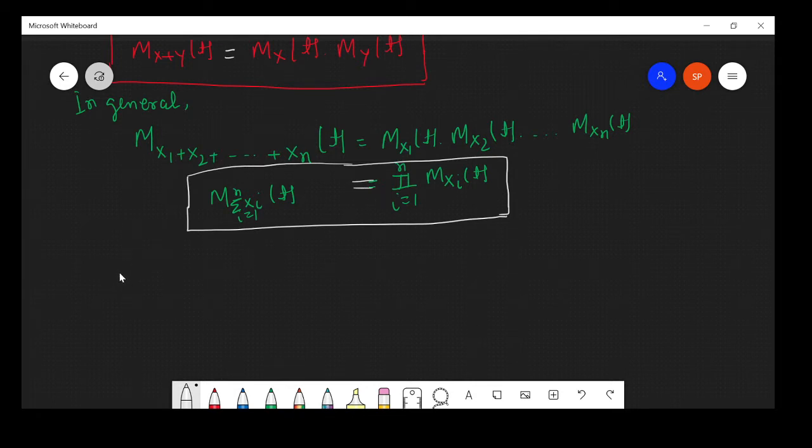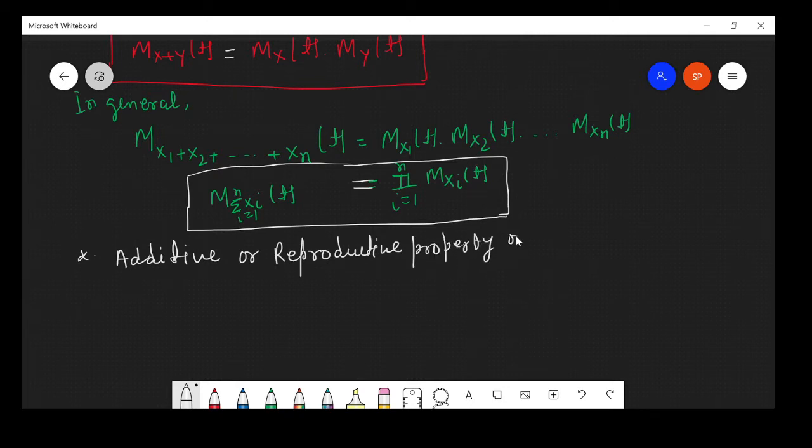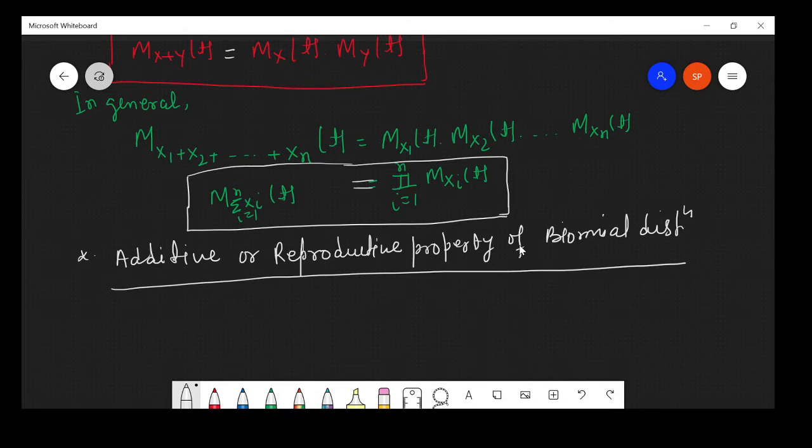Now, in the binomial distribution, we first learn the additive or reproductive properties. In this lecture we study the additive or reproductive properties of the binomial distribution.